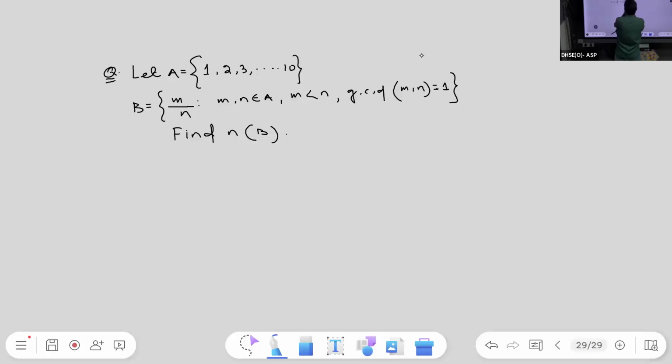A is the set containing the elements 1, 2, 3 up to 10. B is the set containing m by n, where m, n belongs to A, m is less than n, and GCD of m and n is equal to 1. Find the number of elements in set B.